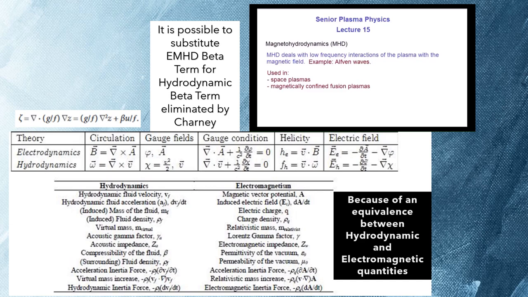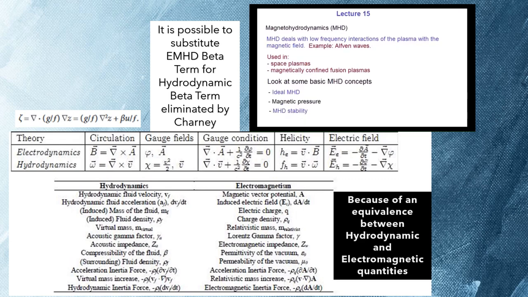We're going to examine a couple of basic MHD concepts. First, we'll look at what we mean by ideal MHD. Then we'll discuss magnetic pressure. Finally, we'll look at MHD stability, or rather, instability.